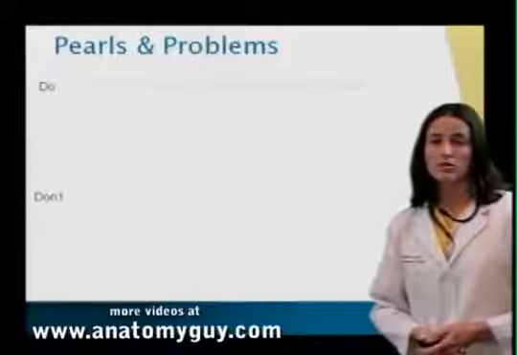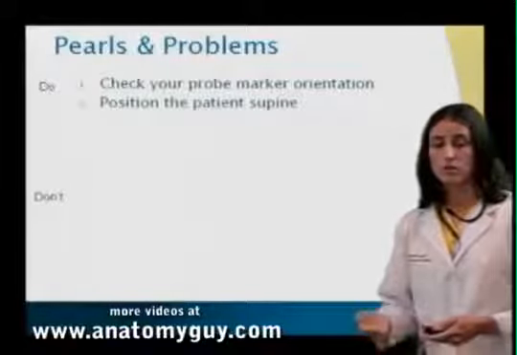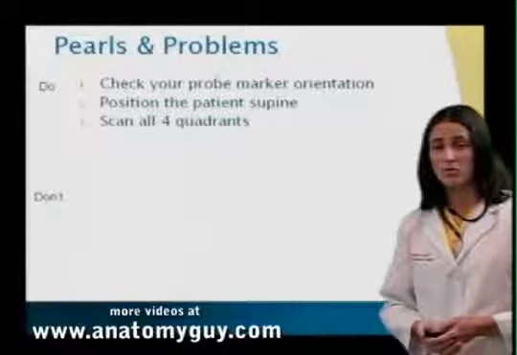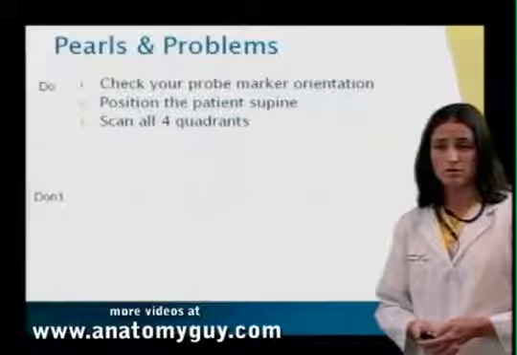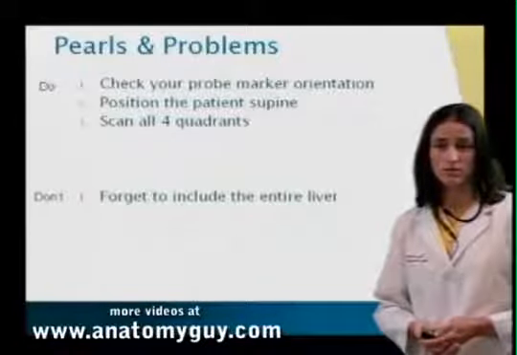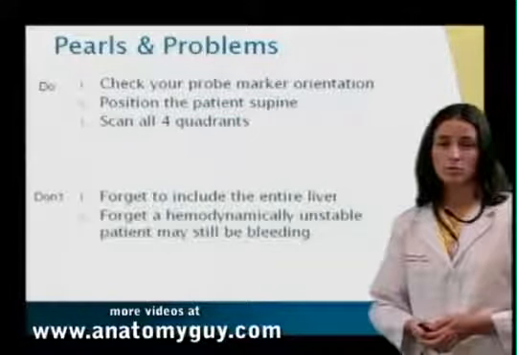So things to consider during the FAST exam: you do want to check your probe marker for orientation. You do want to position the patient supine. You do want to scan all 4 quadrants looking for free fluid. You don't want to forget to include the entire liver. And you don't want to forget that a hemodynamically unstable patient may still be bleeding.